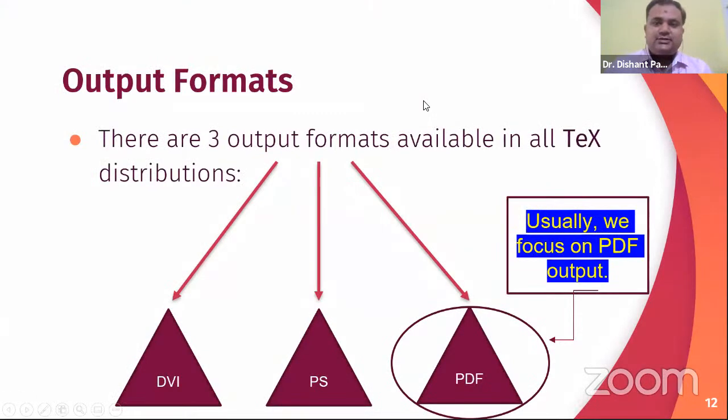Now, the next thing is, what are the possible output formats when we are working with LaTeX? The first format is DVI, the second format is PS, and the third format is PDF. Many laymen or normal people might not be using DVI or PS frequently. All the work we have done so far was with PDF. We are familiar with PDF.